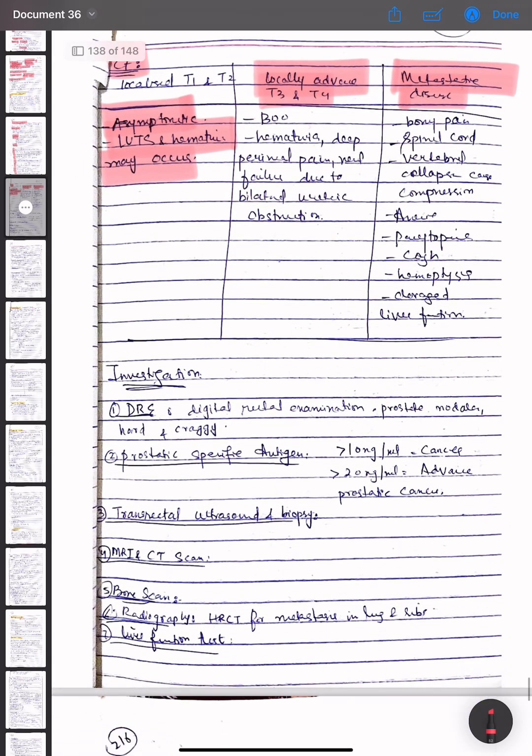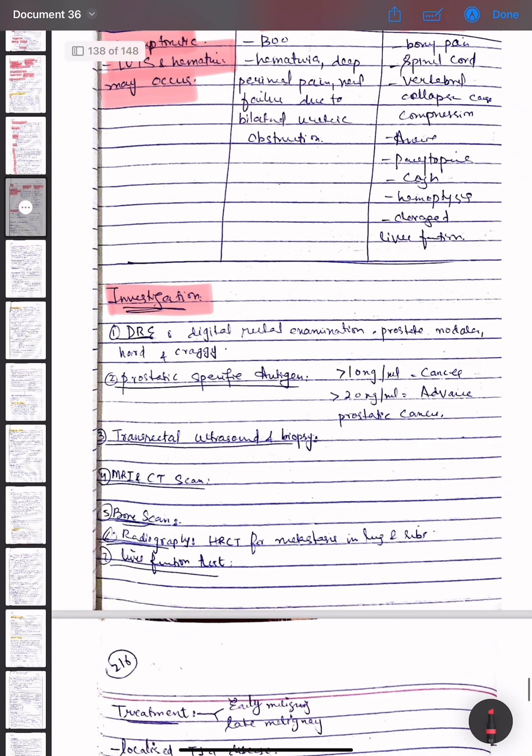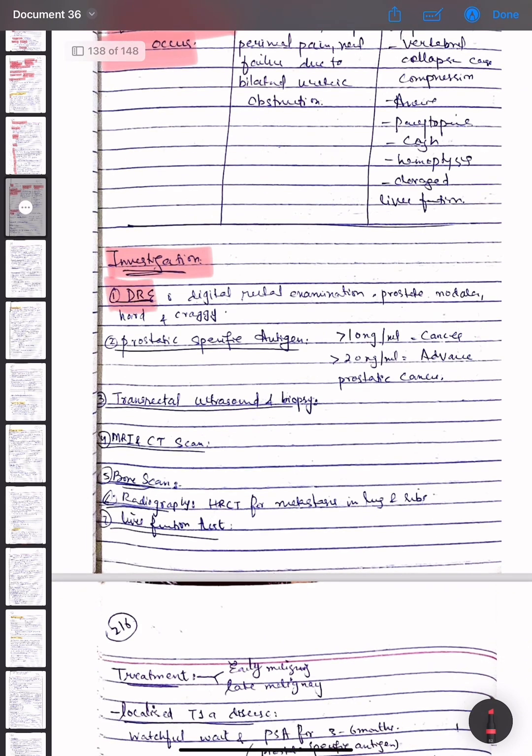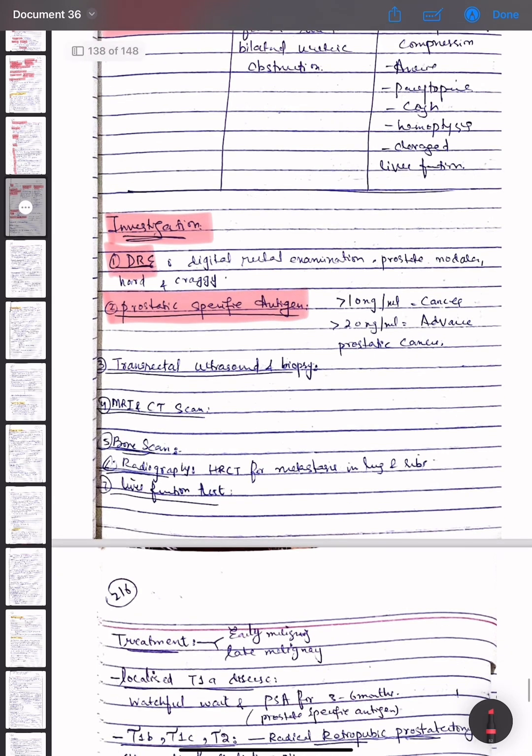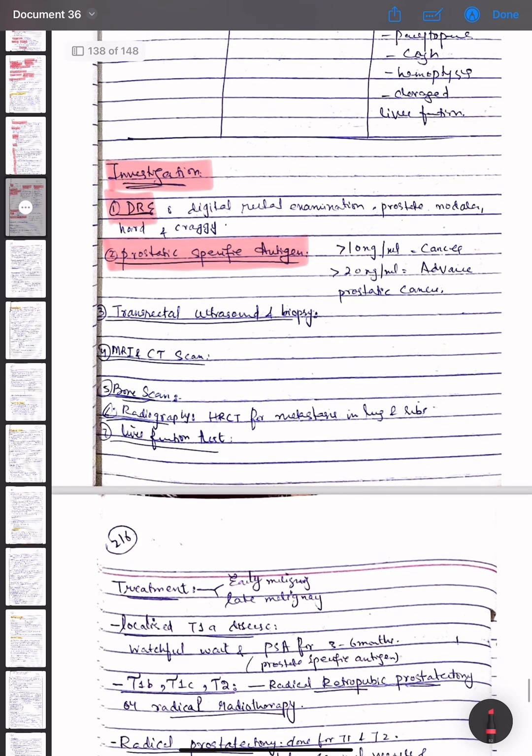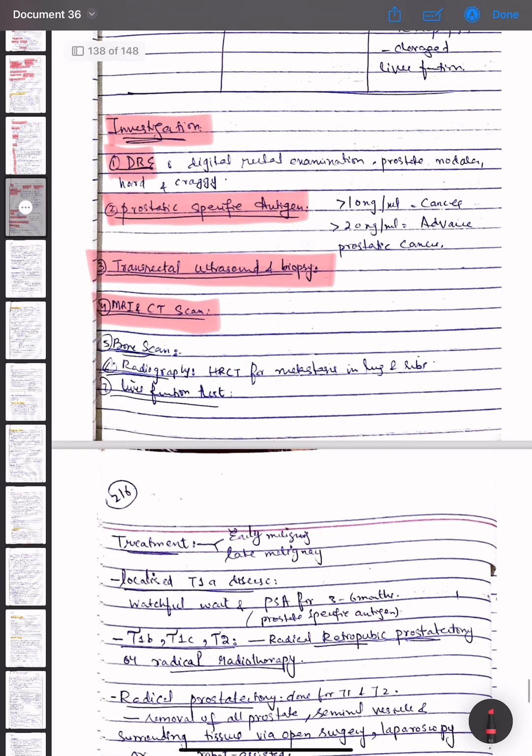Okay, the investigation options. For DRE, that is digital rectal examination of the prostate, it is nodular, hard and craggy. For prostate specific antigen, greater than 10 ng per ml suggests cancer, and greater than 20 ng per ml suggests advanced prostatic cancer. Then transrectal ultrasonography and biopsy, MRI and CT scan, bone scan, radiography, that is HRCT for metastasis in lung and ribs, and liver function test.